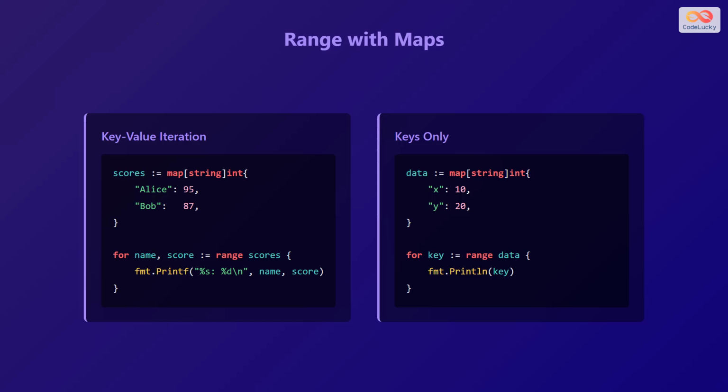Now, let's look at an example of iterating over keys only. We create a map called data, where the keys are strings and the values are integers. Then, we use a for loop with range to iterate over the map. Inside the loop, we print the key for each element in the map.